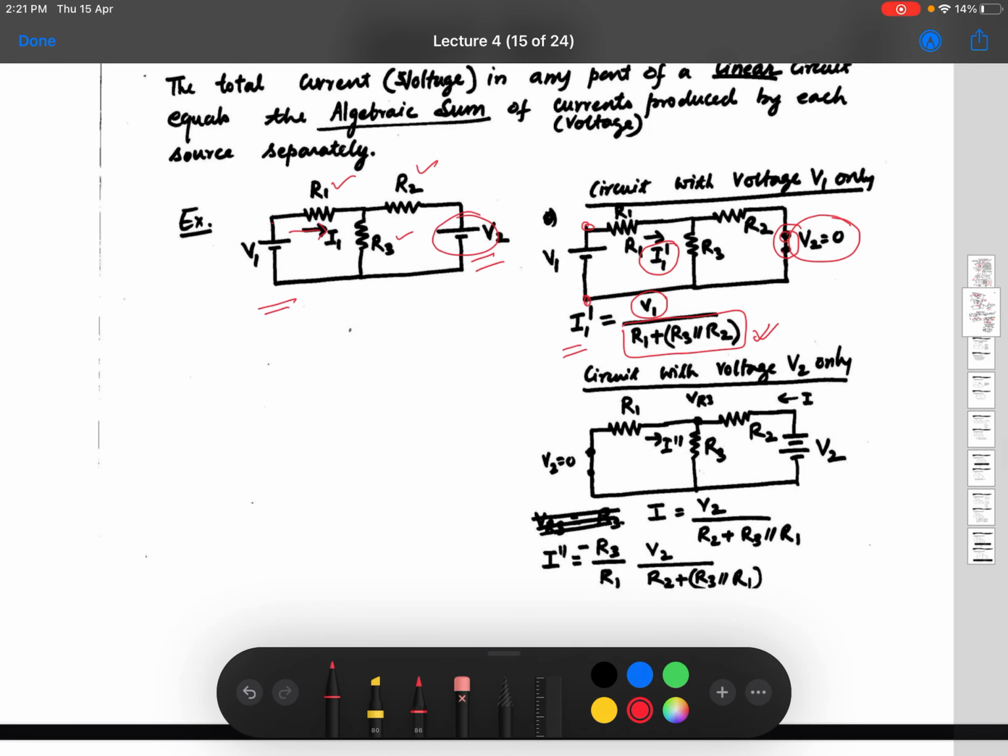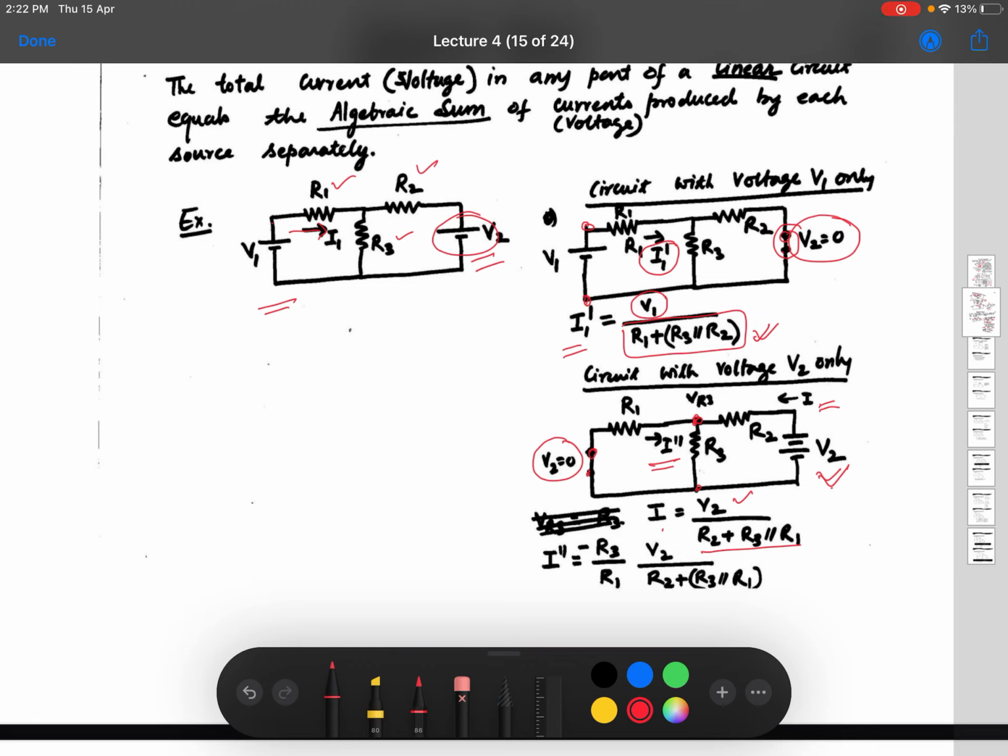Similarly, I can go for another source here. Again I have removed V1, so V1 is put to 0 and V2 is now active, and in similar fashion I can calculate I2 dash. Just to illustrate that, I first calculate I, which is a circuit similar to the earlier one. That is, the current I flowing in this circuit is V2 upon the resistance of this. So this is I, and this I is now in current division form.